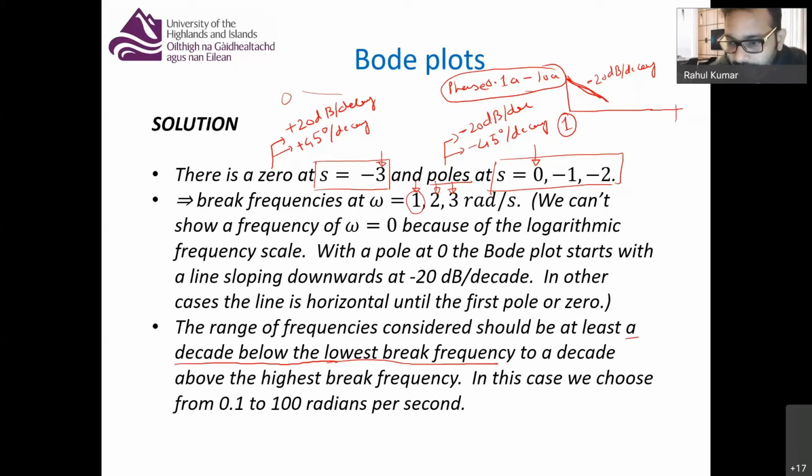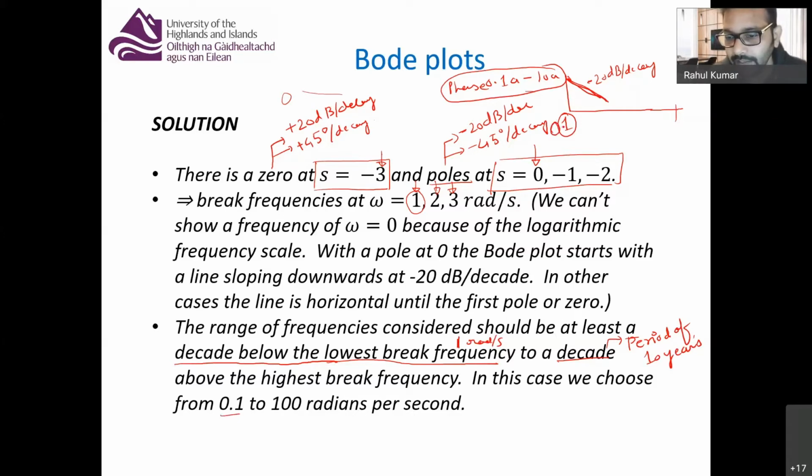A decade is generally a period of 10 years, if you look up the meaning of decade. So a decade below the lowest frequency, and the lowest frequency is 1 radian per second. If you go 10 times below that, you will get 0.1 radians per second. So 0.1 radian per second should be my starting frequency.